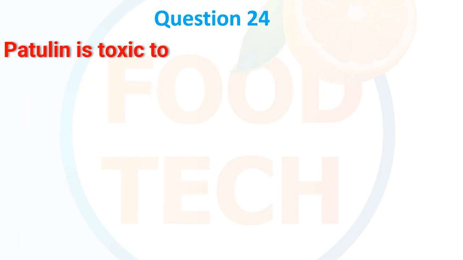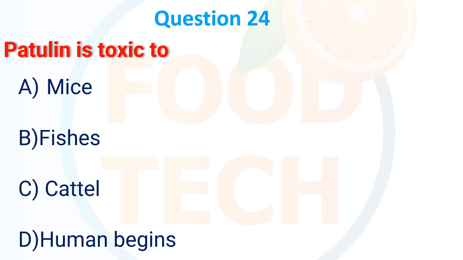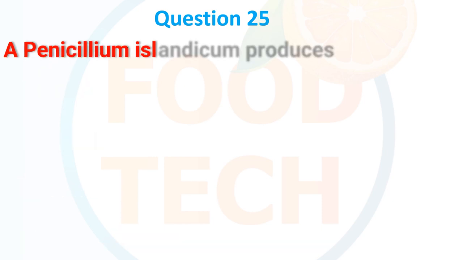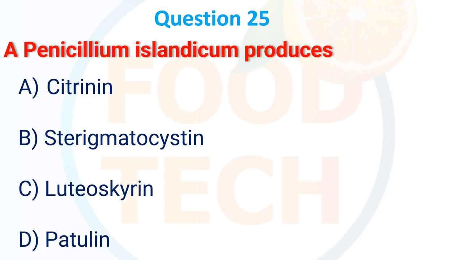Patulin is toxic to A. Mice, B. Fish, C. Cattle, D. Human. The answer is A. Mice. Penicillium islandicum produces A. Citrinin, B. Sterigmatocystin, C. Luteoskyrin, D. Patulin. The answer is C.